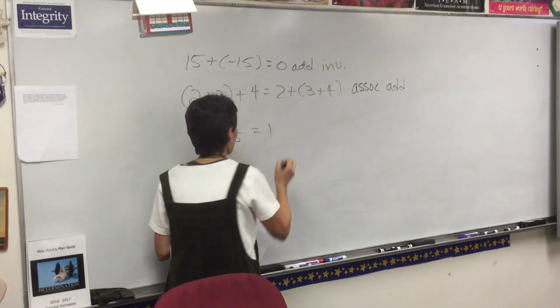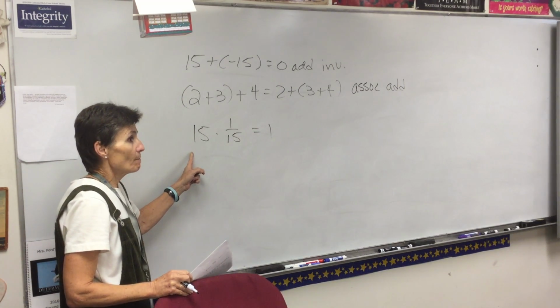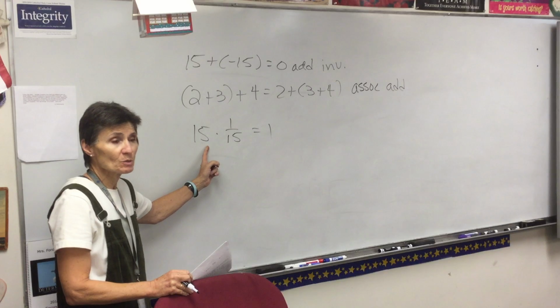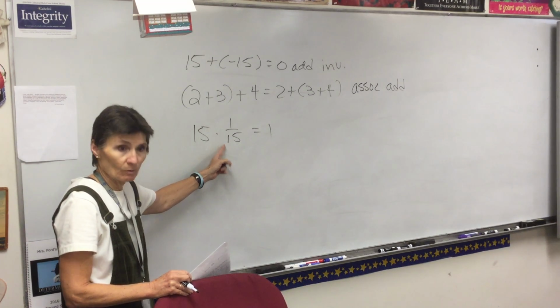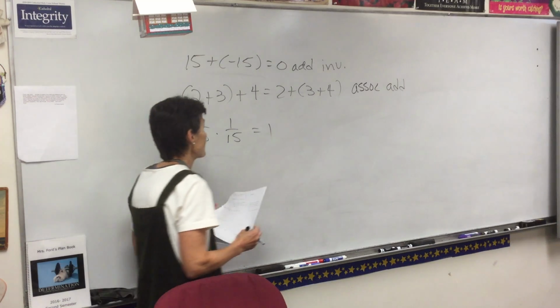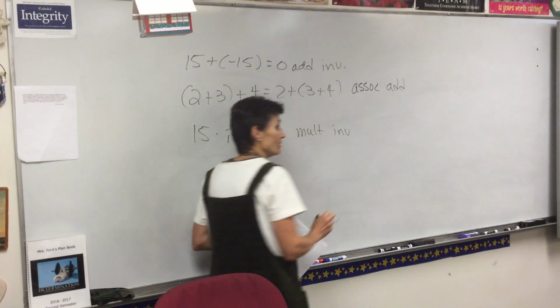No, this is not an identity. This is actually another inverse. Because what's happening? What happens when you multiply 15 and 1/15? They cancel, right? And when things cancel, it's an inverse. So this is the multiplicative inverse.